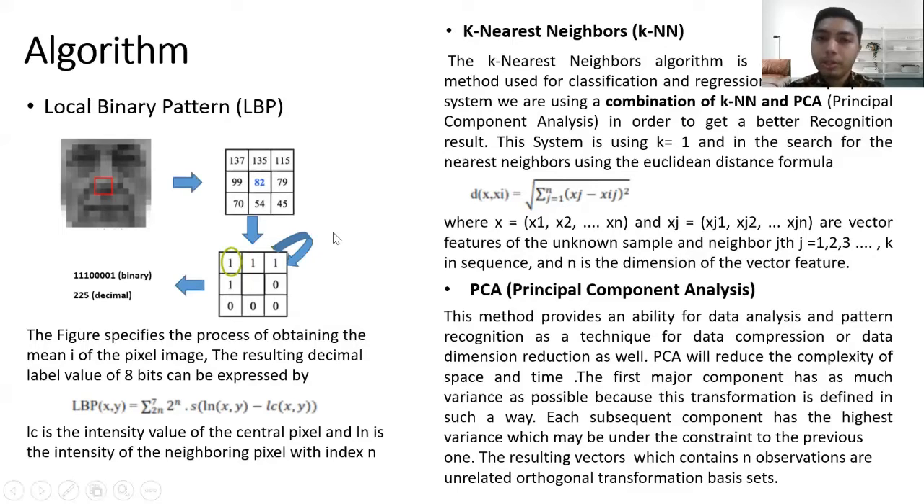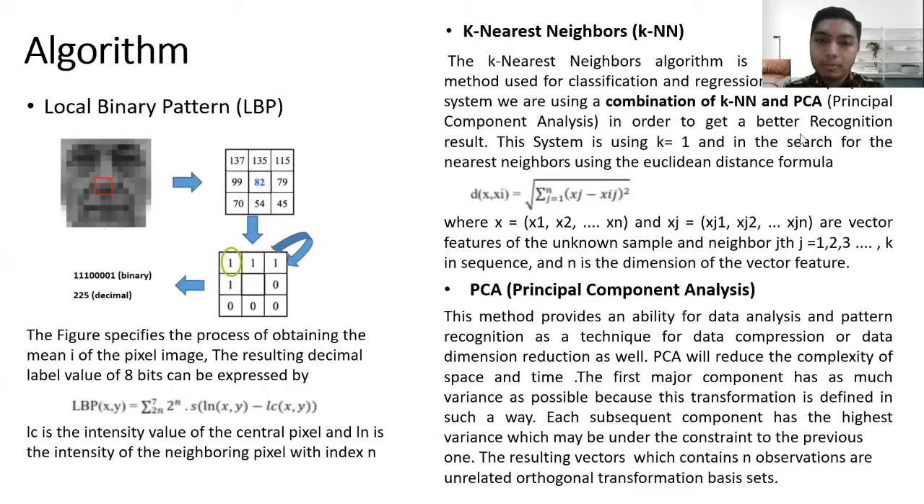The second one, we use the K nearest neighbors or KNN. The K nearest neighbor algorithm is a non-parametric method used for classification and regression. In this proposed system, we are using a combination of KNN and PCA, principal component analysis, in order to get a better recognition result. In this system, we are using the parameter K of 1, and in the search for the nearest neighbor we use the Euclidean distance formula, where x1 until xn and xj1 until xjn are the feature vectors of the unknown sample and neighbor.